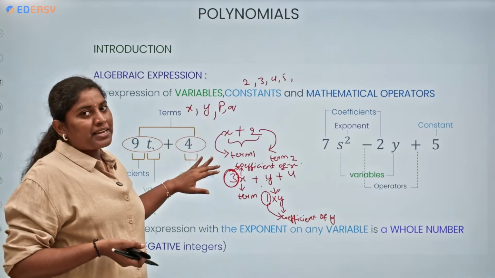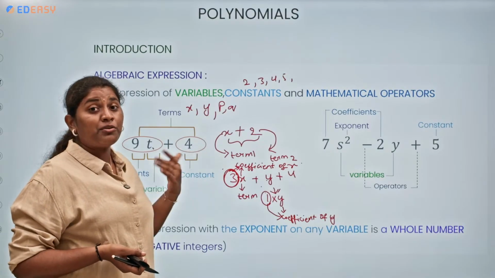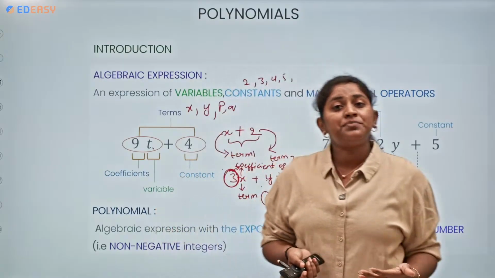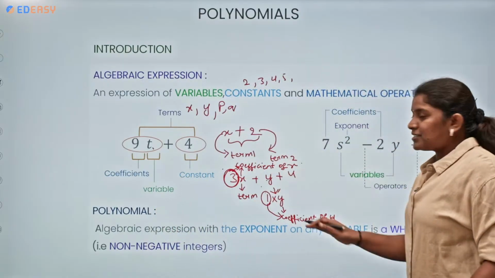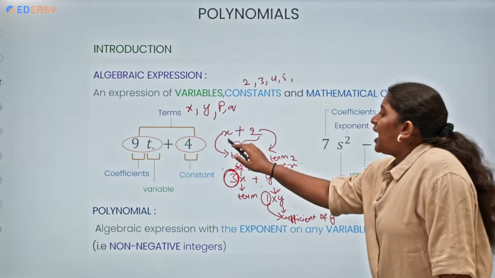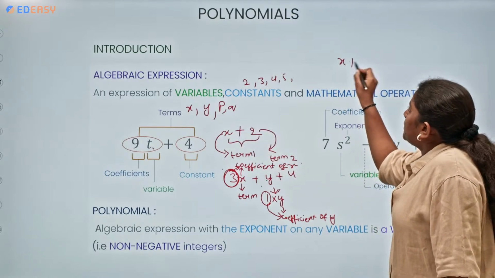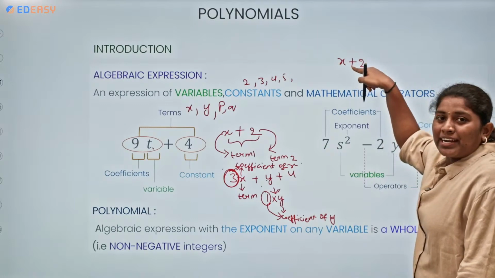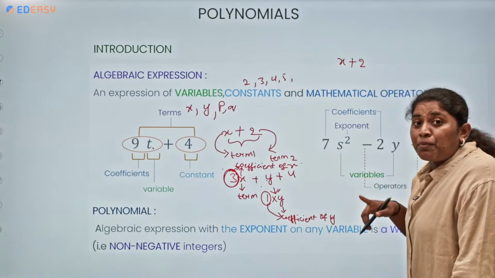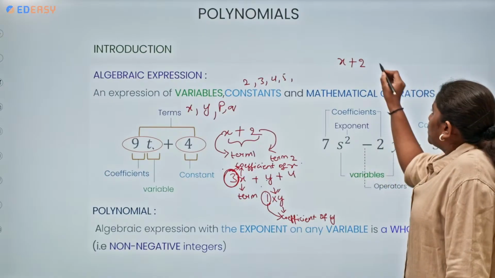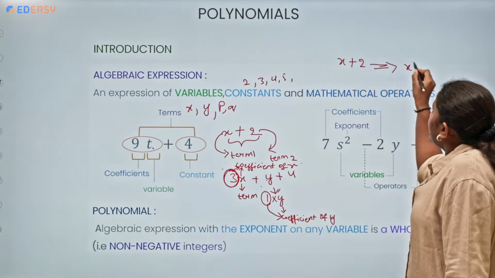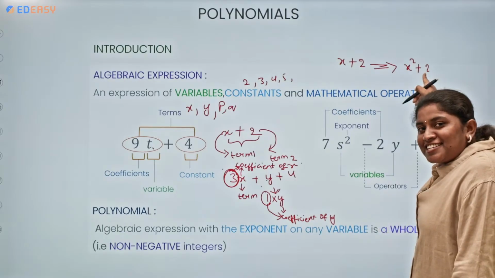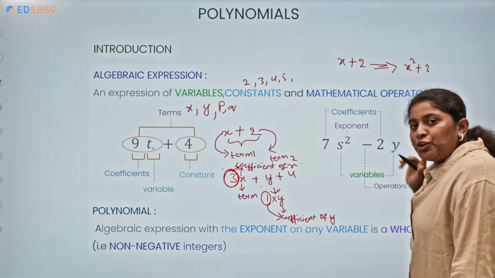This is your algebraic expression, that is fine. What about the polynomial? How can we get the polynomial from the algebraic expression? It's very simple. Now I am taking the same example x plus 2. Now I just want to write the power, it means the exponent, for my variable. So I am taking it as x square plus 2. Now I can say that this x square plus 2 is a polynomial.